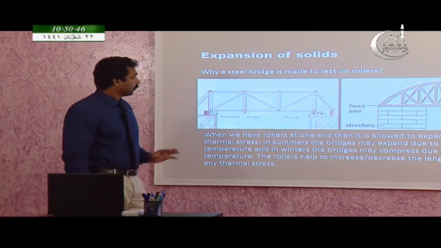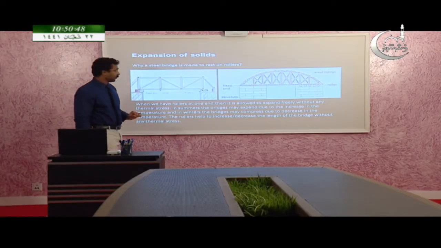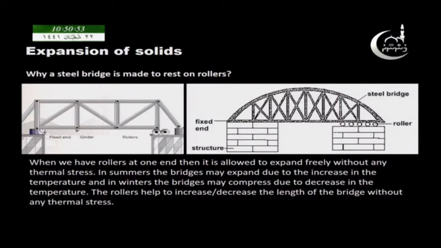Next one, another example. This is also an examination point of view question. Why is a steel bridge made to rest on rollers? This is another concept. We can see two pictures, both are actually the same, just shown in different ways. When we have rollers at one end, only one end has rollers and the other end is fixed. These rollers allow the bridge to expand freely without any thermal stress. So here the rollers are given in this metallic bridge that allow it to expand freely.